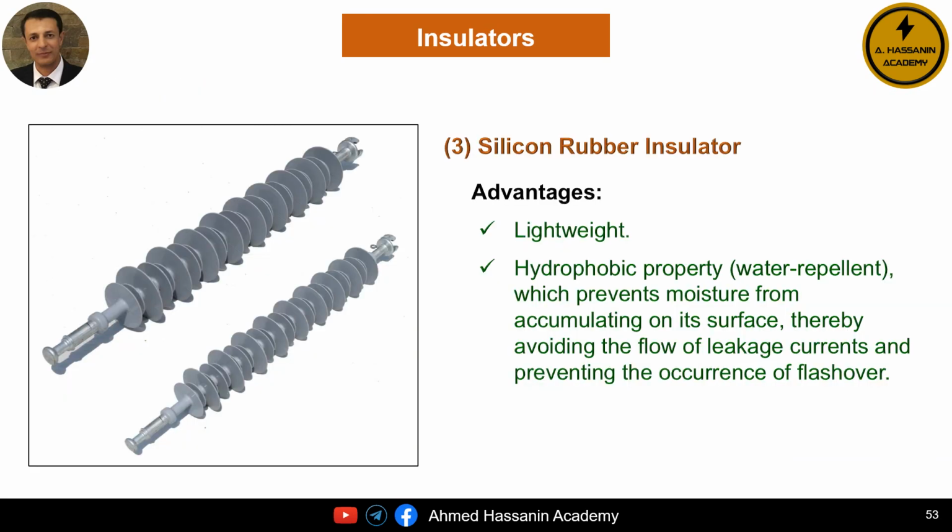The third type of insulators is the silicone rubber insulators. Of course, the most important advantage of these rubber insulators is that they are lightweight. Another key advantage is their hydrophobic property, meaning that it is difficult for water or moisture to accumulate on the surface of this rubber insulator. As a result, the occurrence of flashover or any electrical sparking is greatly reduced. God willing, in a future lecture, we will discuss and explain in more detail these insulators, their characteristics, and the advantages and disadvantages of each type of insulator.